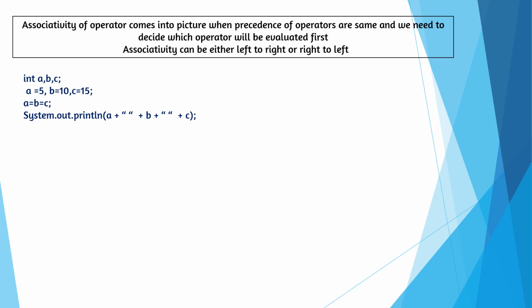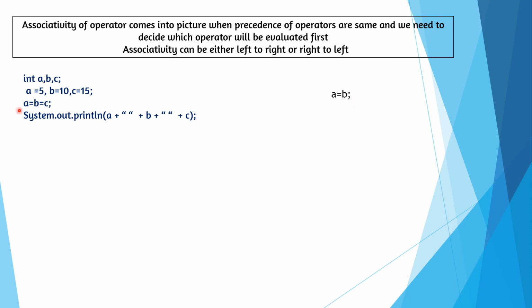From left to right, a equal to b would mean the value of a will be stored in b and then in c, otherwise the value of c will be stored in b and a. So for the assignment operator, remember the table, the associativity is right to left. For example, if we are saying a = b, right to left, the value of b will be stored in a. In this case 5 and 10, so 10 will be stored in a and 5 will be overwritten. So a will have 10 and b will also have 10.